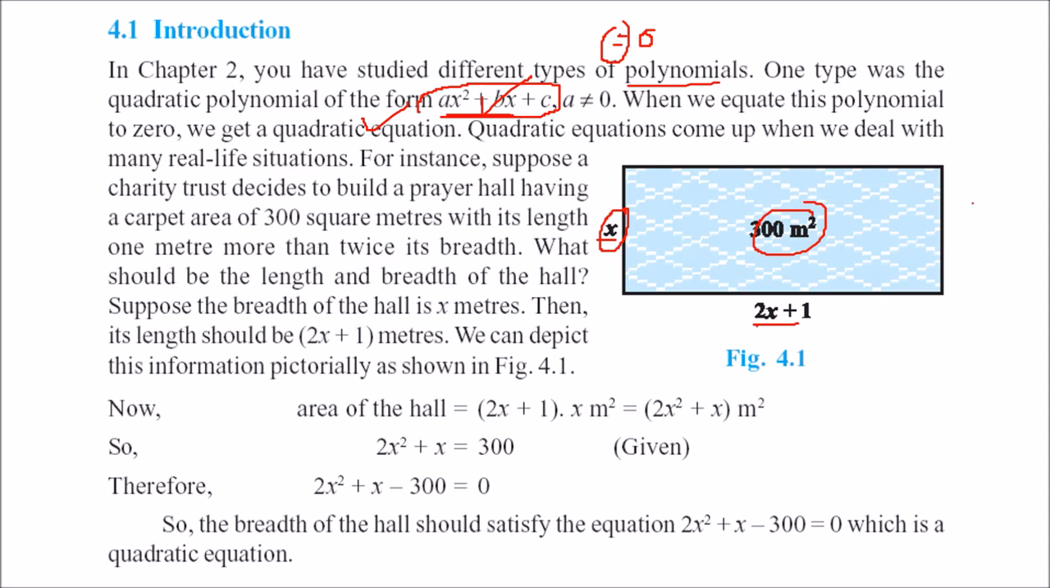Now we know for a rectangle, length into breadth is equal to the area. So 2x plus 1 into x is equal to 300. Multiply x inside: 2x square plus x is equal to 300. Now take this 300 on the left hand side, and you will get 2x square plus x minus 300, and this is the equation which is called a quadratic equation.